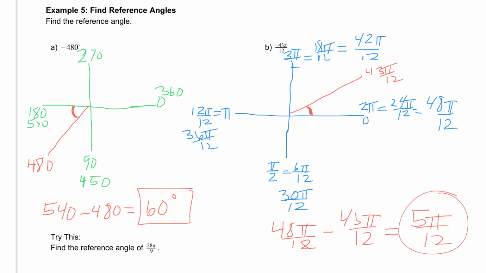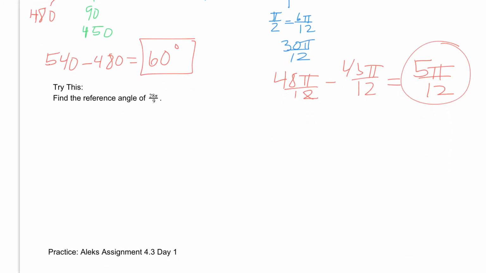I have one more for you to try. Again, it's in radians, as radians seems to be the one that's a little bit more difficult. So try out 28 pi over 9. Pause it now, unpause it when you're ready to check your answer. If you did try this correctly, you should have gotten a reference angle of pi over 9. If you have any questions on it, please let me know.